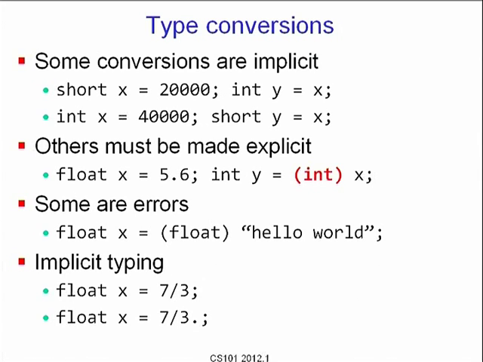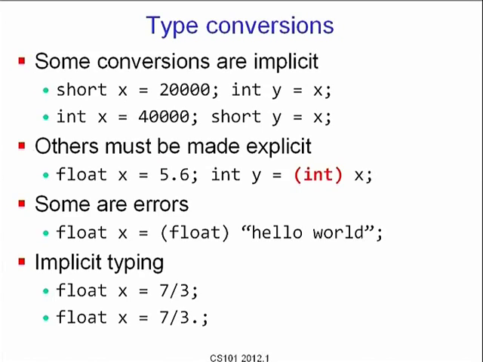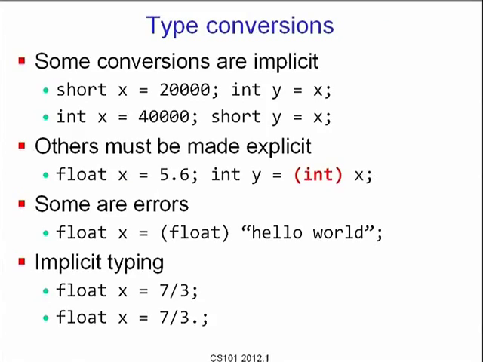Now, one thing you need to be careful about is type conversions and the way literal values get fitted into the variables being declared. So if you say short x equals 20,000 and then you say int y equal to x, that is no problem because 20,000 fits in a short and int is only wider. So that conversion will be implicit, everything will be taken care of. But what happens if you say int x equals 40,000 and then short y equal to x? Some of you have seen it in the lab. It might overflow and wrap around and so on. So you need to be careful of that. Others must be made explicit.